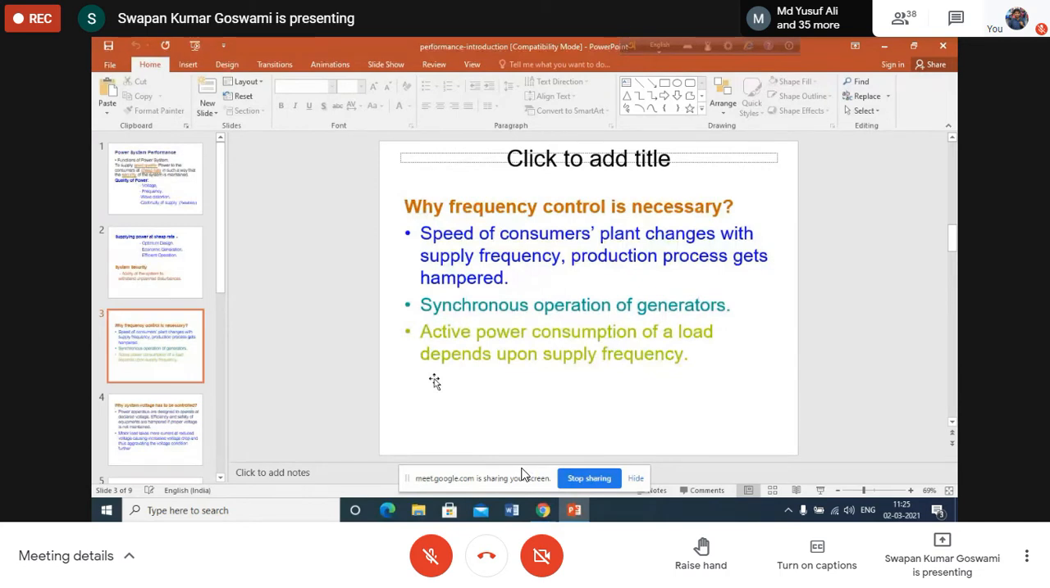Can you tell why the active power consumption will depend on the frequency? How much active power the load is consuming also depends on the frequency of the supply. How does it depend on that? Anybody having any idea?